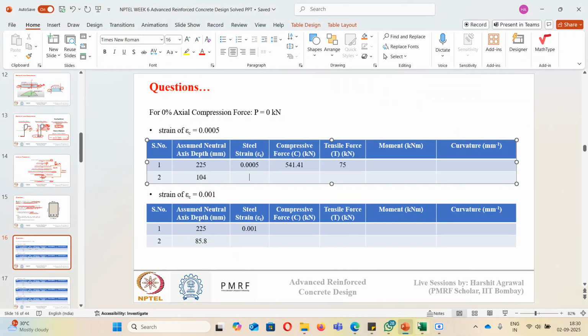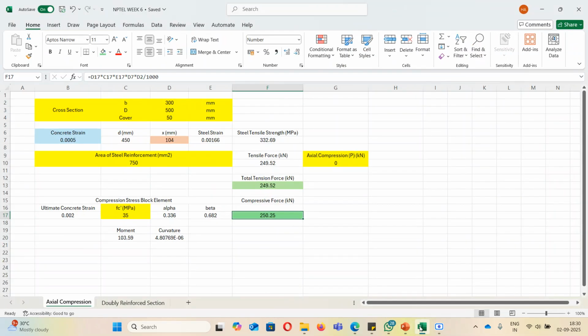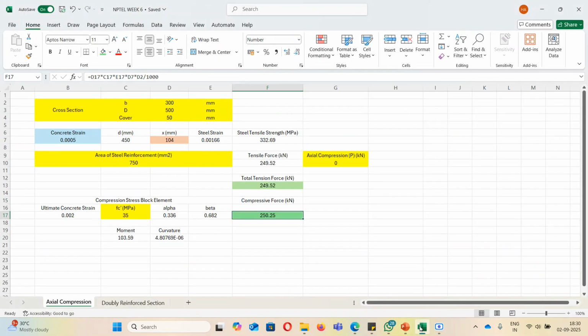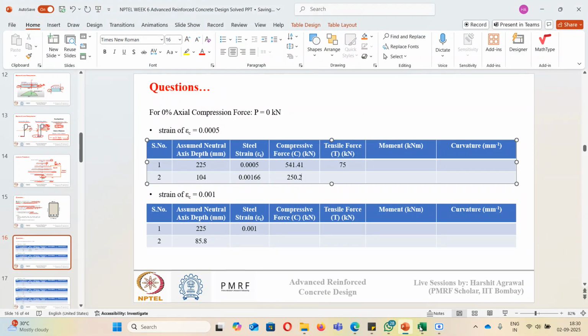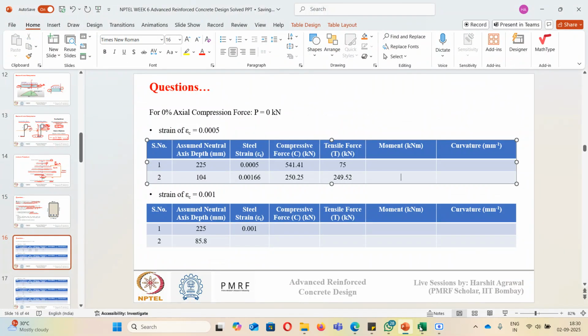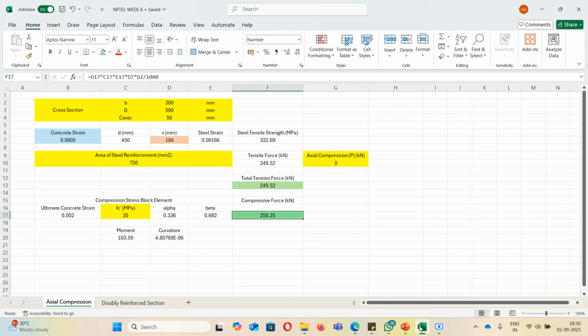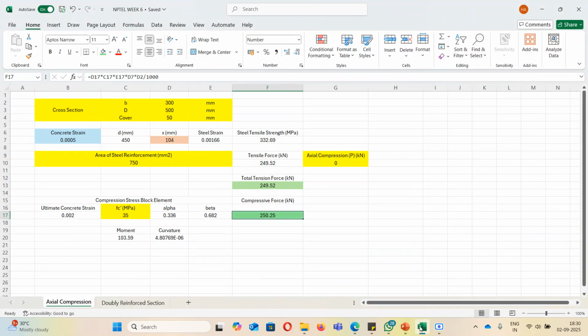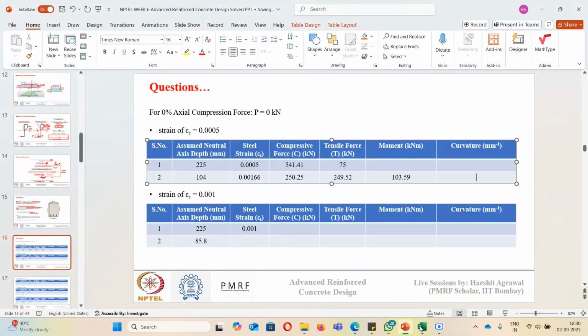Now what is the strain in steel at 104? When x is equal to 104, it is 0.00166. What is the net compression force? It is 250.25. What is the net tension force? It is 249.52. What is my moment? It is 103.59. And what is the curvature? It is 4.81 e minus 6, 10 to the power minus 6.